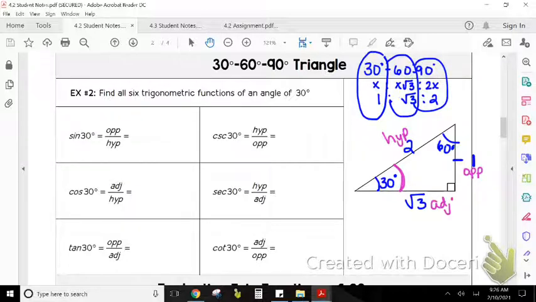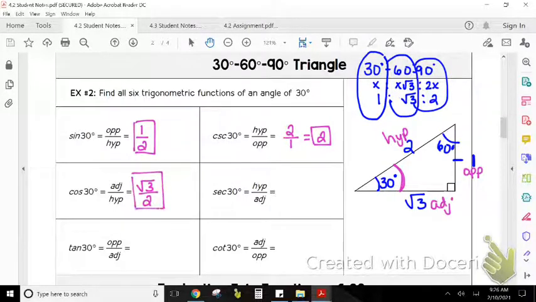So sine of 30 degrees is opposite over hypotenuse. Cosecant of 30 degrees is the hypotenuse over opposite, and make sure you always reduce your fractions if possible. Cosine of 30 degrees is adjacent over hypotenuse, and that is reduced.